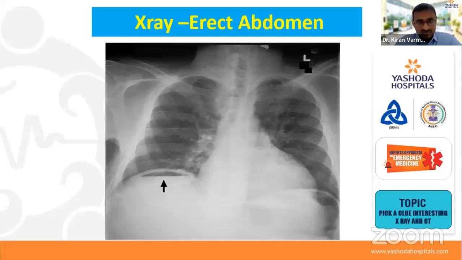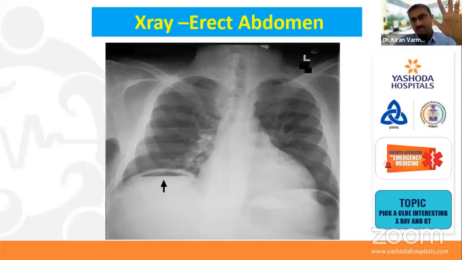Okay. Perforation. See, this is the clue. This is air under diaphragm. So perforation leading to peritonitis. So that might be the reason for toxic look, having high temperature, all these things. So always you look for, when you are taking X-ray erect abdomen, patient should be stable. I mean hemodynamically stable. If patient is not hemodynamically stable, don't allow him to go for the X-ray erect abdomen.